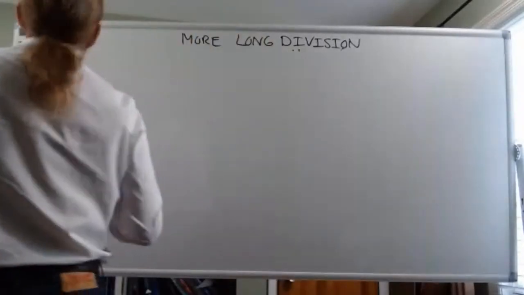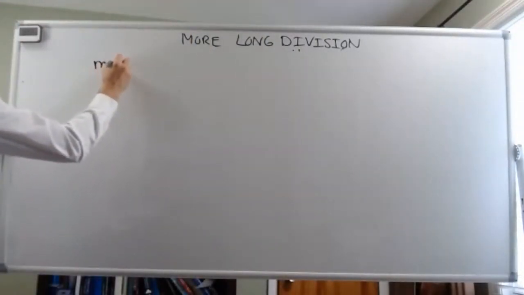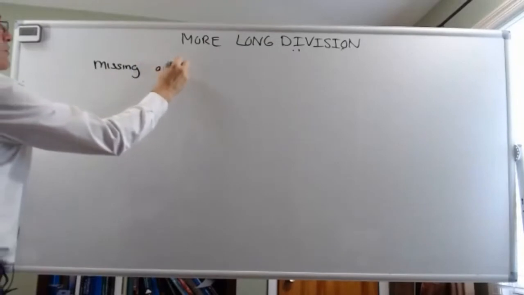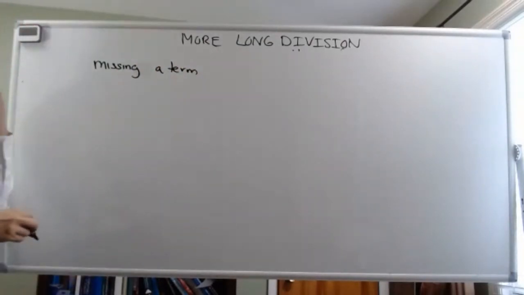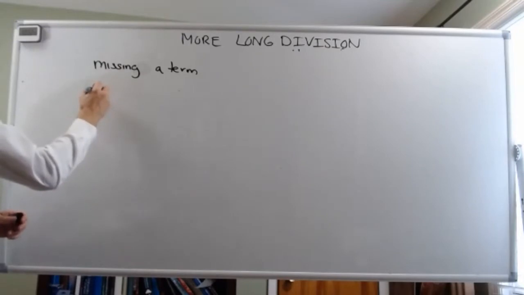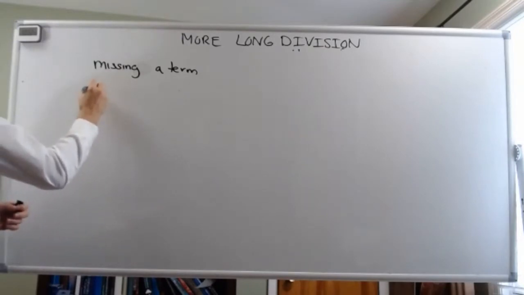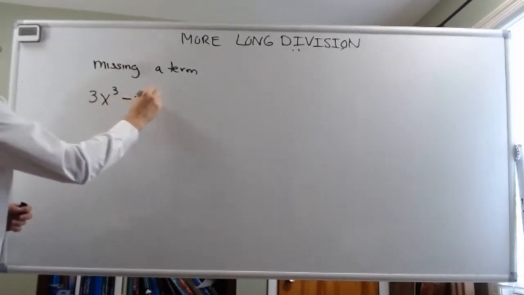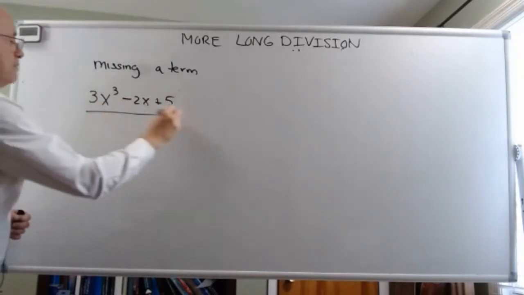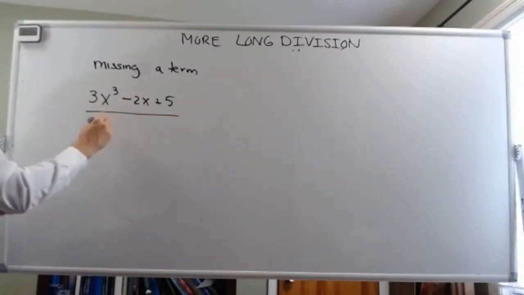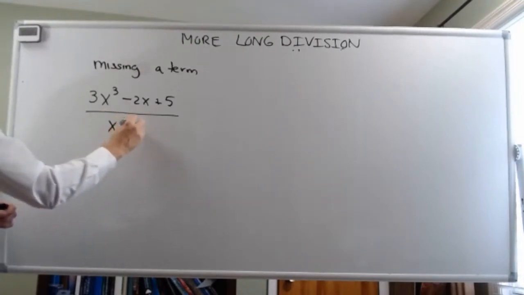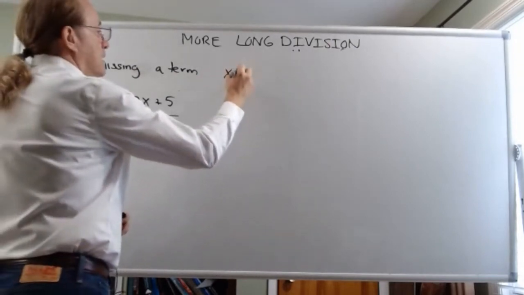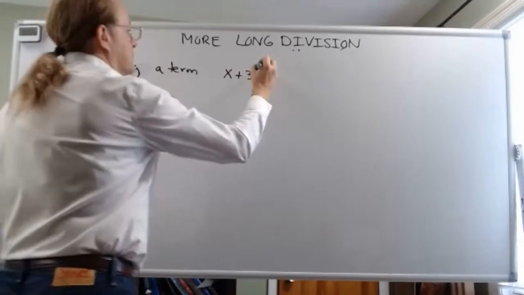So the last complication is, what if you are missing, in either one, a term? Let's start with missing a term up in the numerator part. Say I have 3x cubed minus 2x plus 5. I'm going to divide that by, let's make this a simple one, x plus 3. Well, if I set it up normally, you might see a little bit of a difficulty over here.